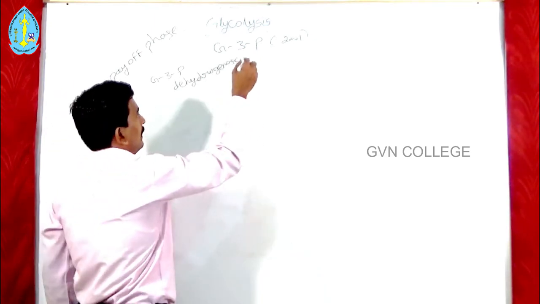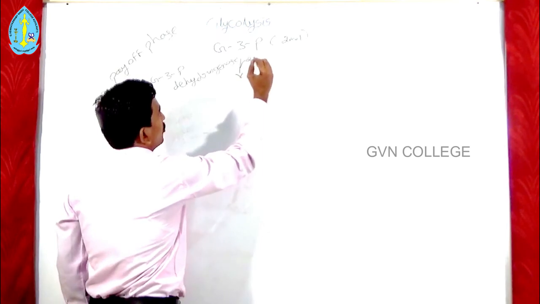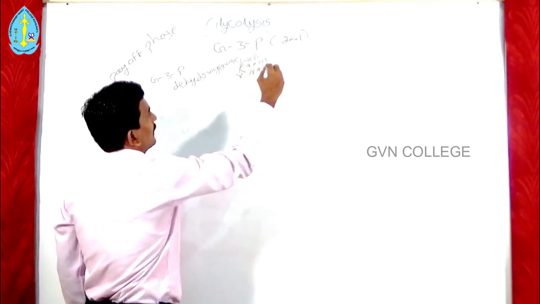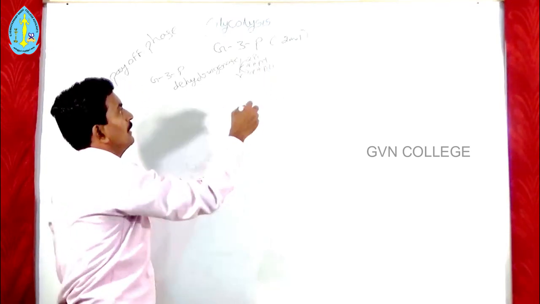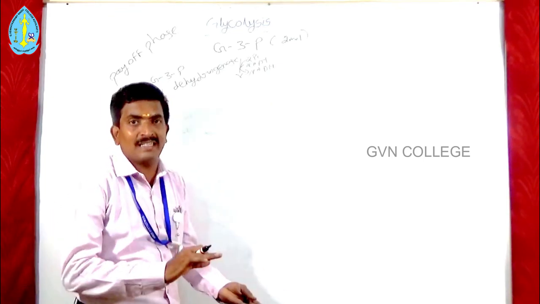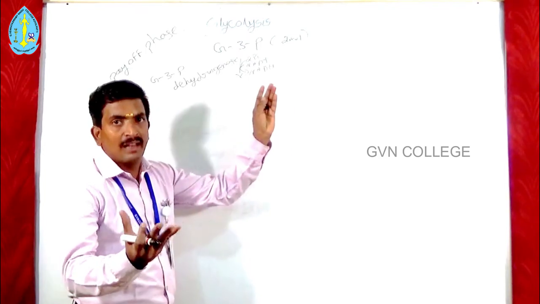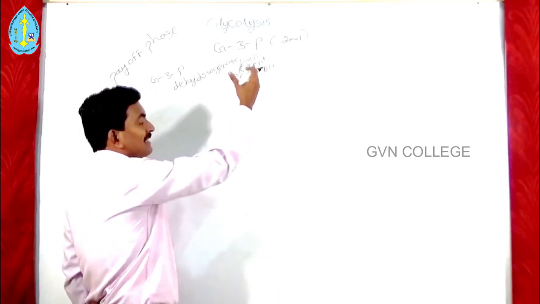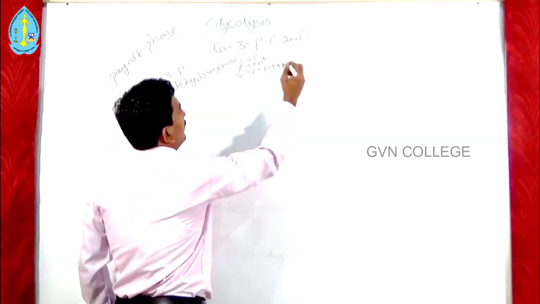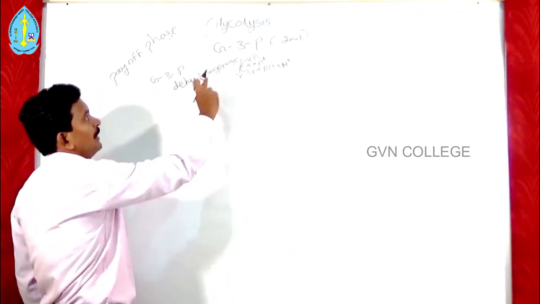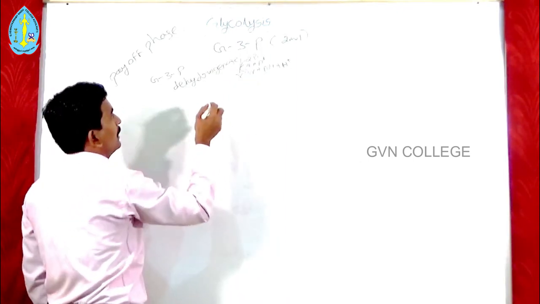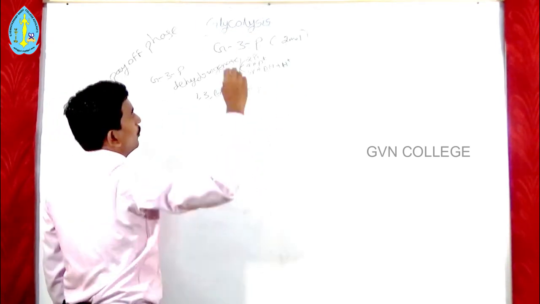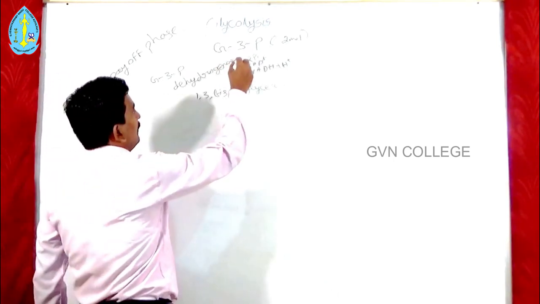Here, one phosphate molecule is added to each, so two molecules of inorganic phosphate, and dehydrogenase means it converts NAD plus into NADH. The NAD plus is reduced into NADH. I hope the biology students know what reduction and oxidation are. Reduction means a molecule accepts electrons. NAD plus is the oxidized form. It accepts hydrogen and becomes reduced into NADH plus H plus. So this dehydrogenase enzyme converts glyceraldehyde 3-phosphate into 1,3-bisphosphoglycerate. This reaction is also reversible.